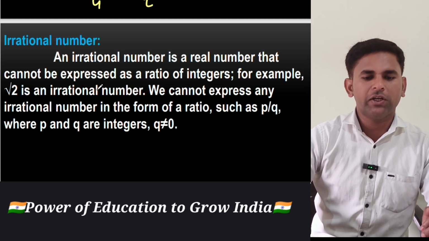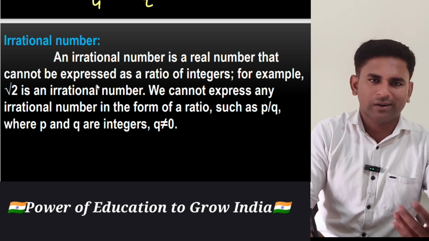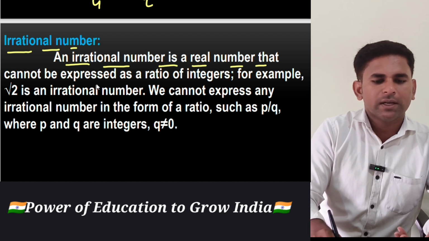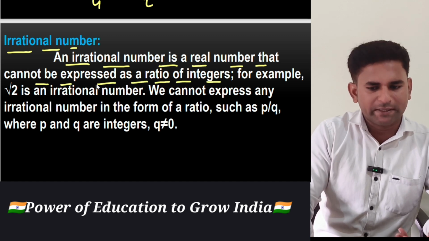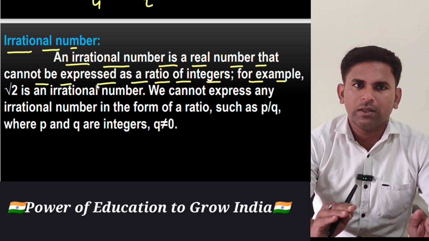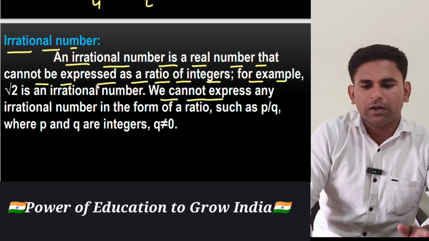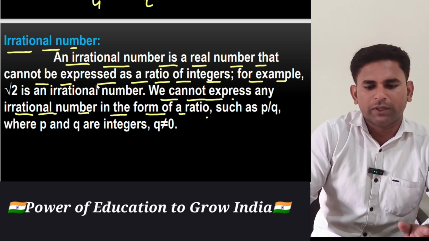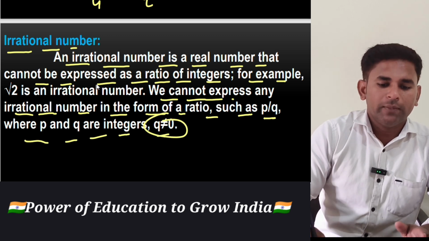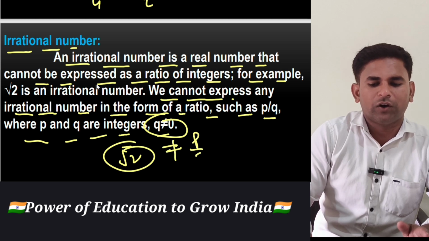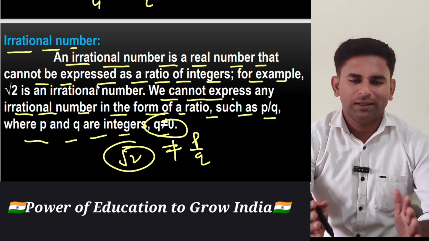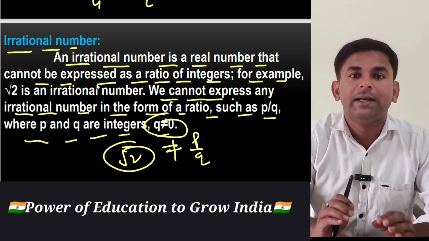After this there is the irrational number, just the opposite of the rational number. An irrational number is a real number that cannot be expressed as a ratio of integers. For example, root 2 we cannot define properly, so we categorize it as an irrational number. We cannot express it as a ratio such as p upon q, where p and q are integers and q is not equal to 0. It means root 2 we cannot write in the form of p upon q. If we are not able to write in the p upon q form, we cannot say it is a rational number; we say it is an irrational number.